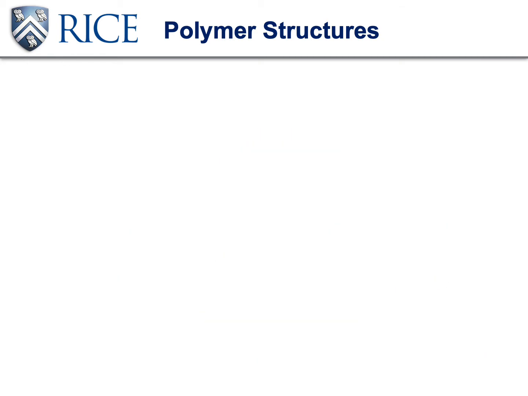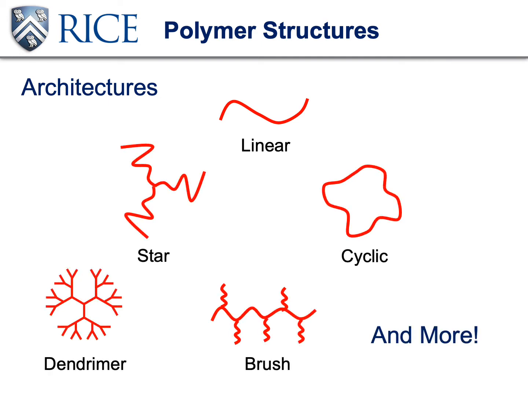Now let's talk about architecture. The monomers can form a linear chain, or they can have more complex architectures involving branches or rings.